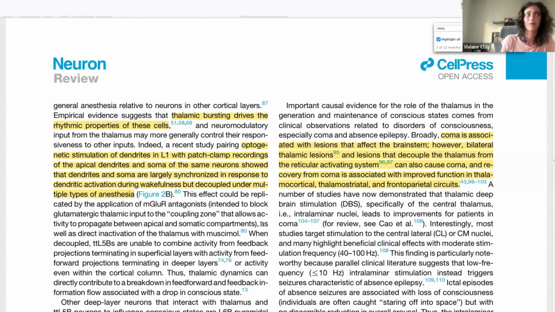Right. So I think it's a pretty interesting paper. I can share it later. Yeah, it looks really interesting.